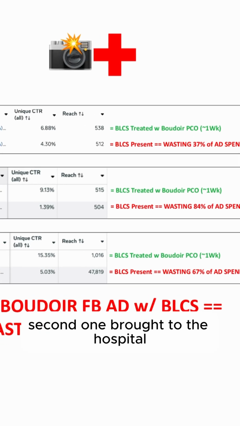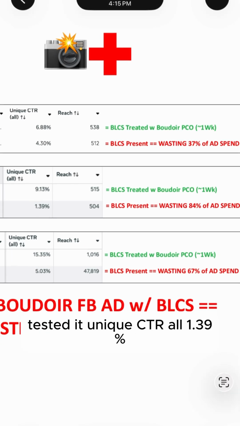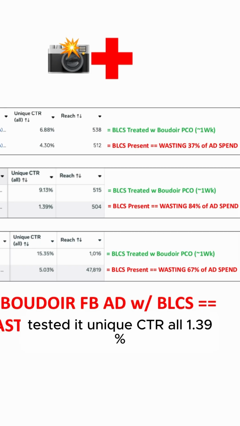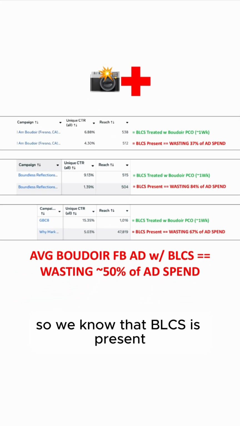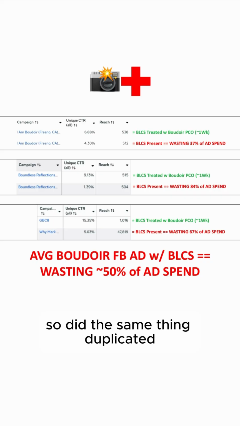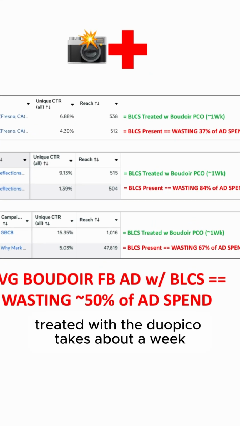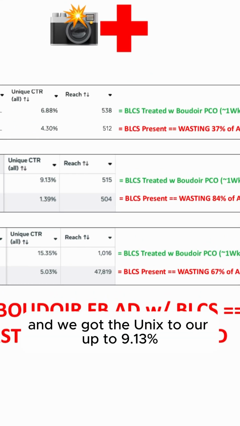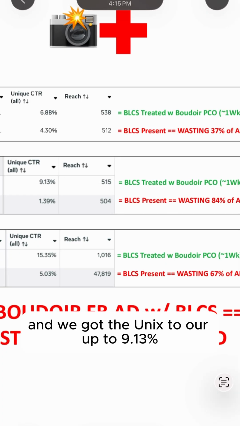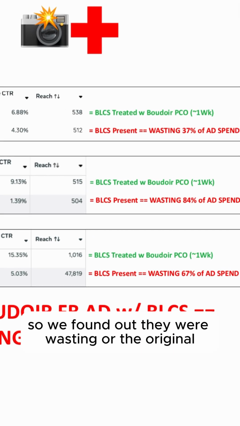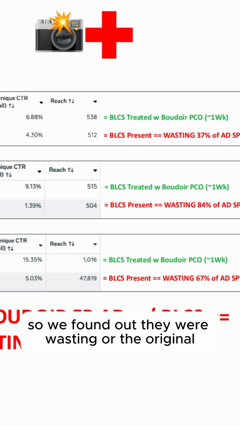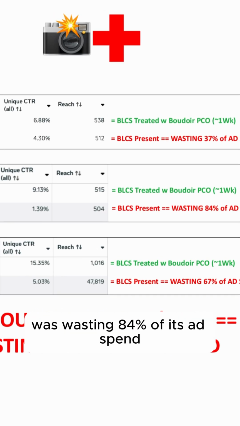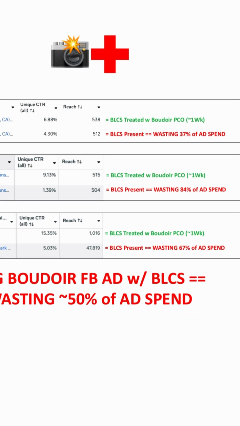Second one, brought it to the hospital, tested it, unique CTR 1.39%. So we know that BLCS is present. We did the same thing, duplicated it, treated it with Boudoir Pico, which takes about a week, and we got the unique CTR up to 9.13%. So we found out the original was wasting 84% of its ad spend.